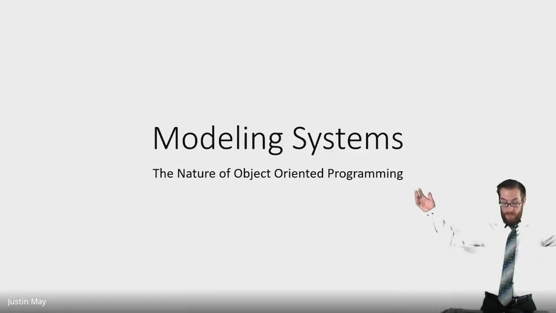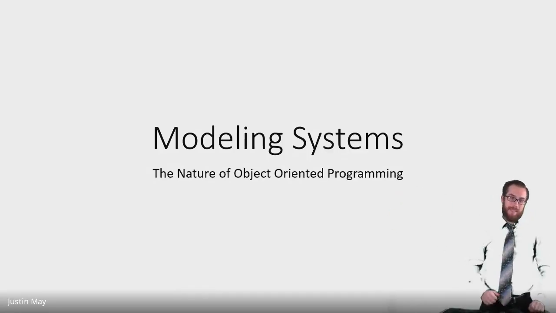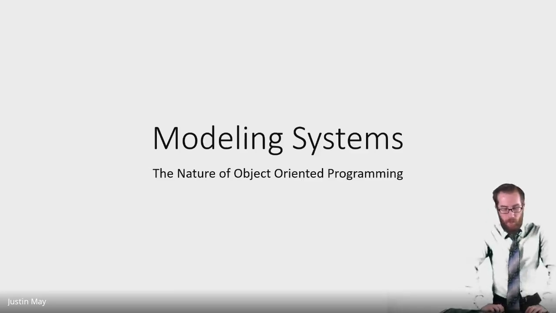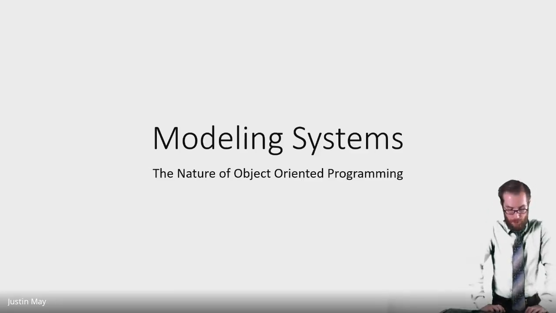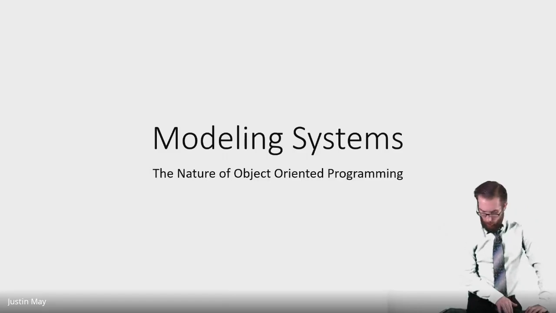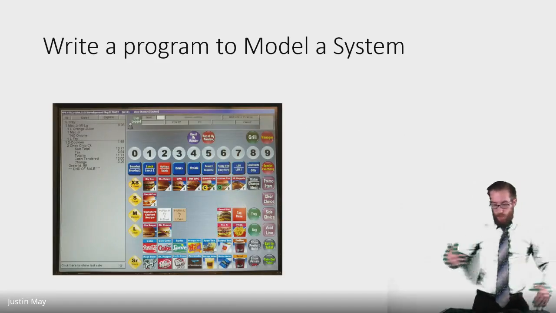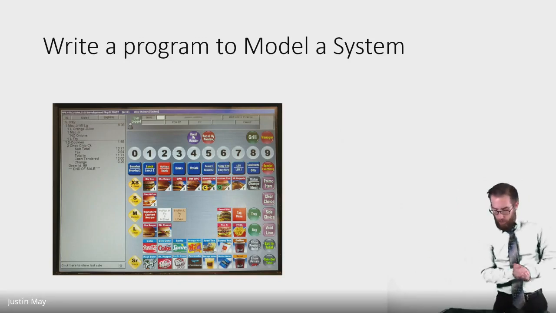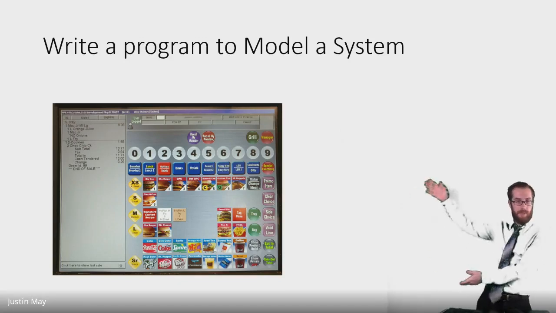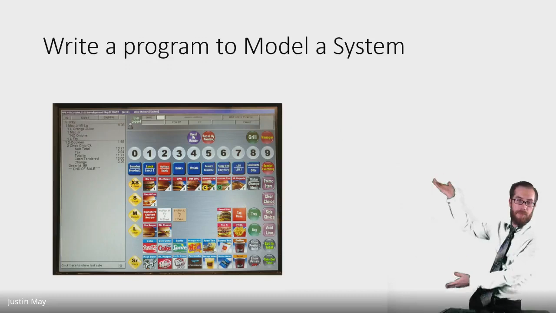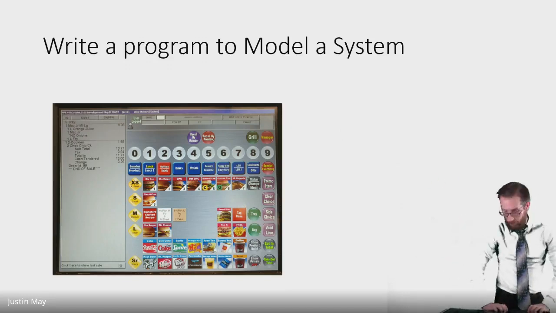Computer science. We're going to talk about modeling systems. This is the nature of object-oriented programming, which is what we do in Java when we program in Java. So consider you want to write a program. You want to write the point-of-sale system for McDonald's. So here you go. At some point in time, this was the point-of-sale system for McDonald's.